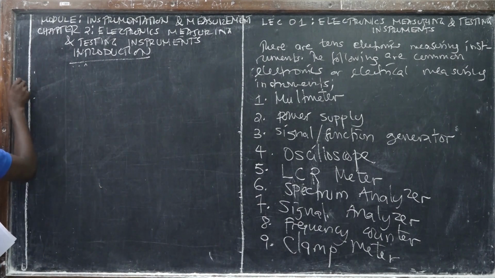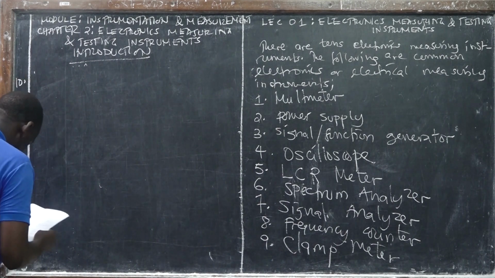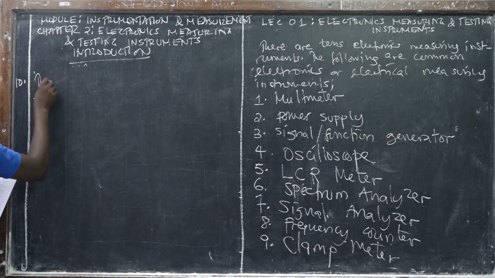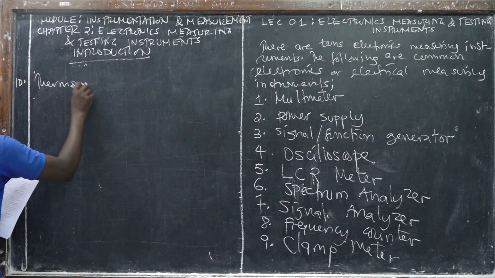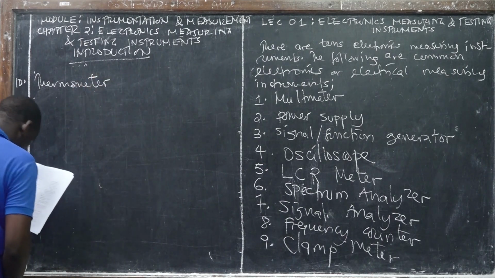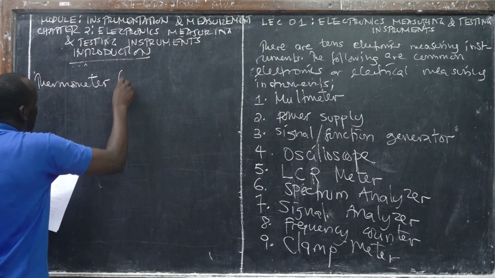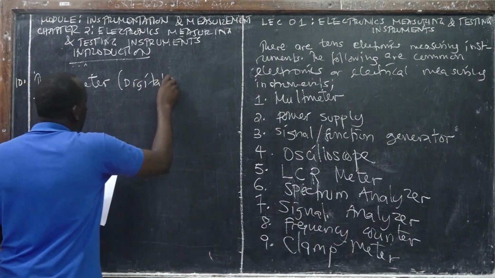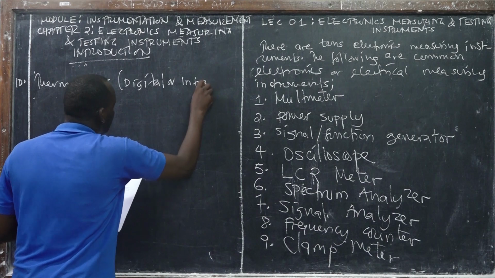Number 10 is called the thermometer. This is common, and most of the students used to have it. For the thermometer, we have two types: digital or infrared.